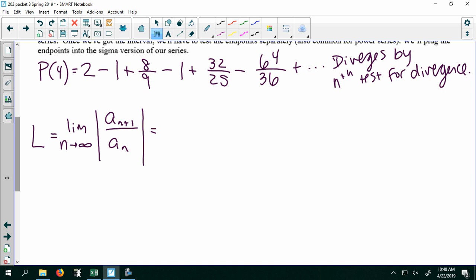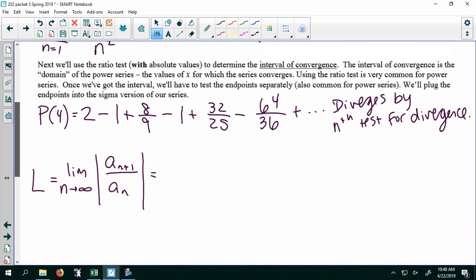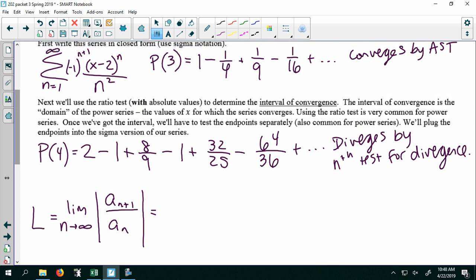So that means take every single term, every single n, and you're going to replace it with an n plus 1. So it's helpful to have the sigma notation version handy, because you're just going to replace every single n in the formula with an n plus 1. So this is the limit as n goes to infinity. Okay, the n plus first term.